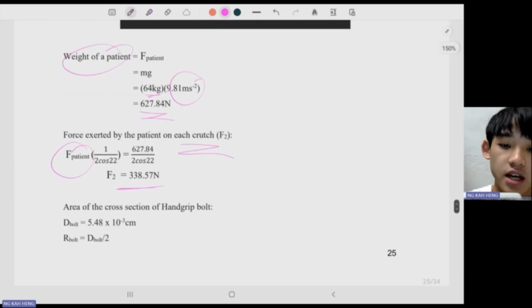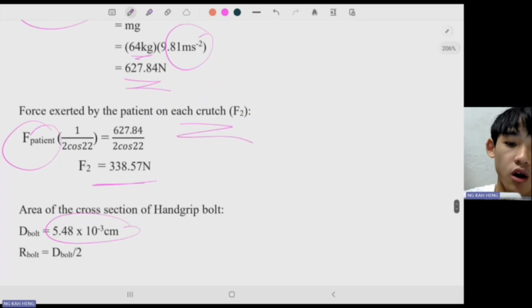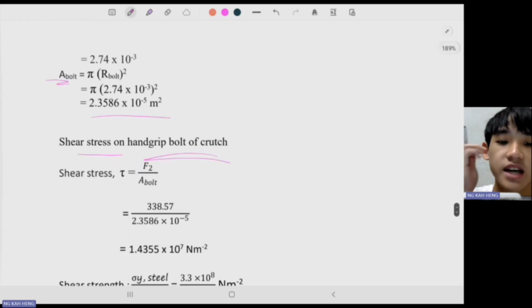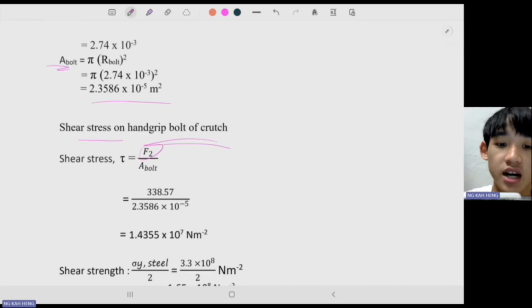So the area of the cross section of the hand grip board is equal to 5.48 multiplied by 10 to the power of -3. This one is the diameter that we mentioned just now, so of course we divide by 2 to find the radius, and then we substitute in the value into the area, pi r squared. For the shear stress on the hand grip board of the crutch, we can calculate it using the force mentioned just now on each crutch divided by the area.